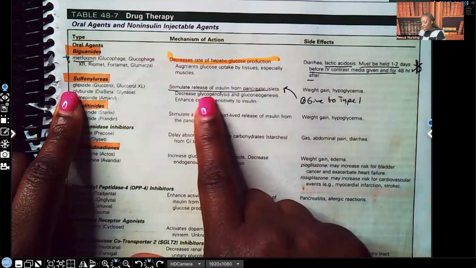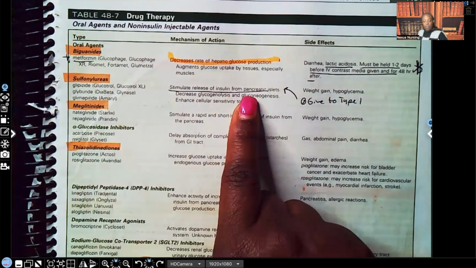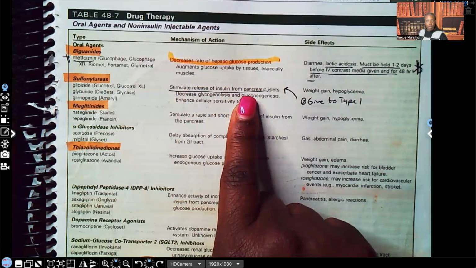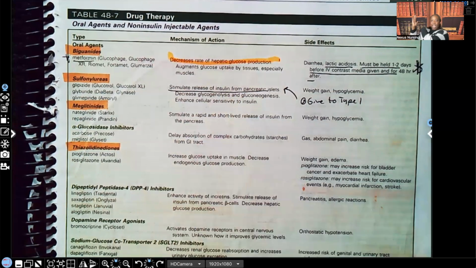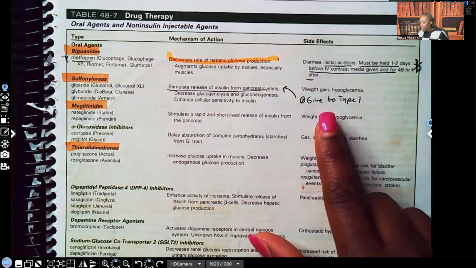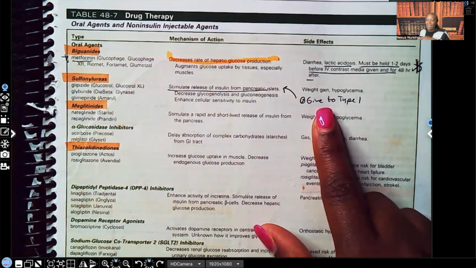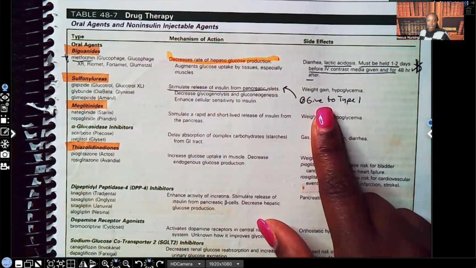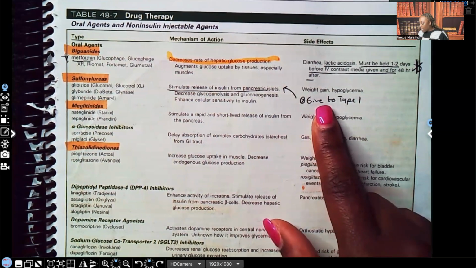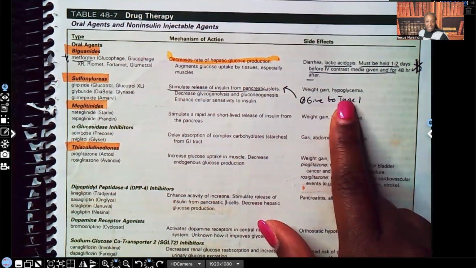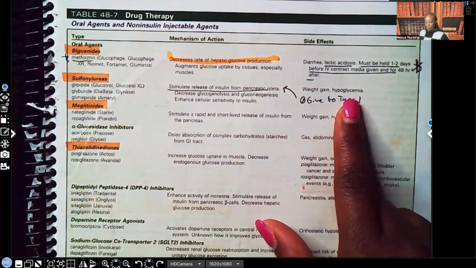Sulfonylureas, how do they work? They stimulate release of insulin from the pancreas. Remember, the sulfonylureas, that's the one that knocks on the pancreas's door and says, wake up, I need you to shoot out more insulin. So you're not going to give that to a type 1 whose pancreas isn't working properly, right? Side effects: weight gain, obviously hypoglycemia.